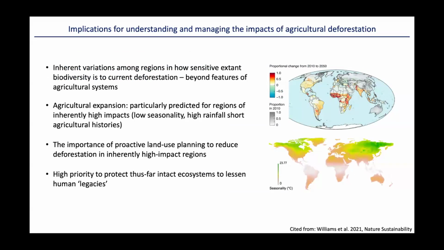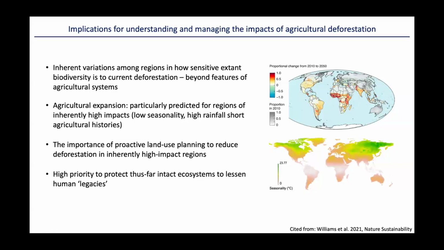And a worrying issue is that we know that global agriculture continues to expand and maybe even shift among different regions. There is a study that I cited here that has projected the map here, showing the projected expansion of agriculture globally. And we can see that some of the hotspots for future agricultural expansion tend to be in tropical regions, in regions of lower seasonality and high rainfall, and also short agricultural histories.